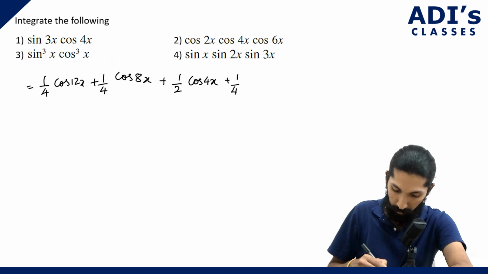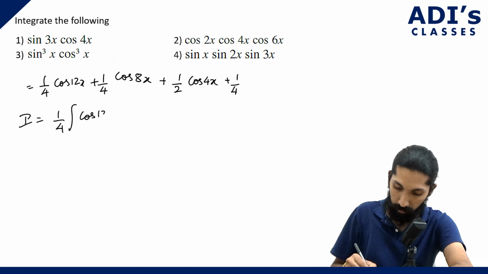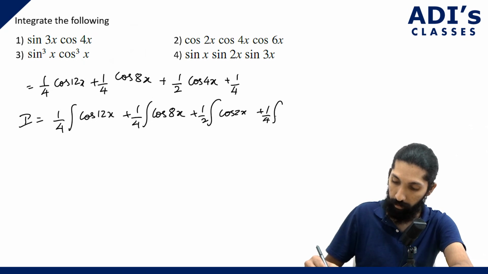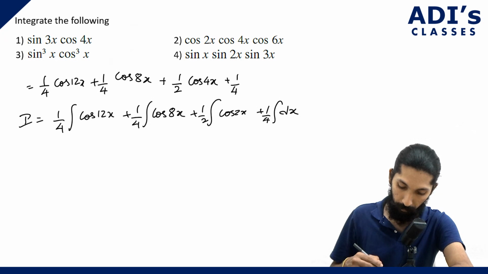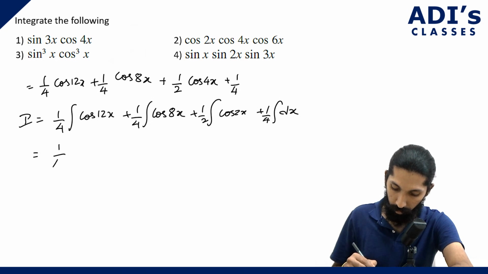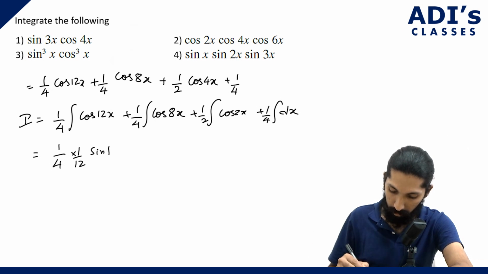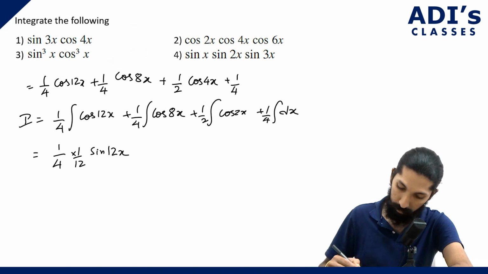For the integration part now, I is equal to 1 by 4 integral of cos 12x, 1 by 4 integral of cos 8x, 1 by 2 integral of cos 2x, plus 1 by 4 integral of dx, right? So this is going to be 1 by 4, 1 by 12 sine 12x. One second. So this is going to be sine 12x. Yeah, not sine 2x, sine 12x.